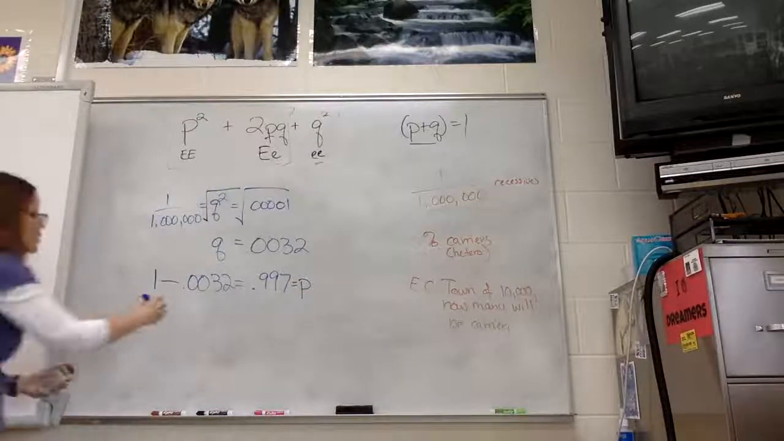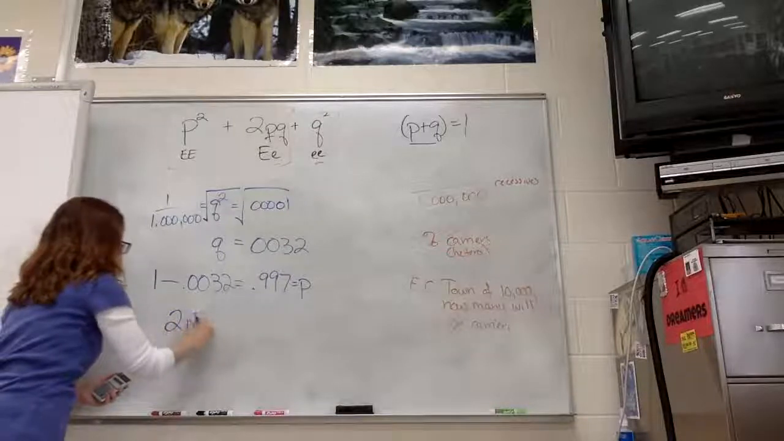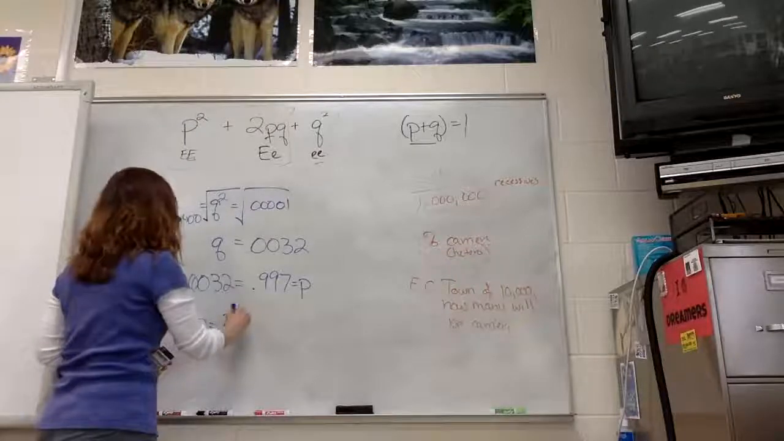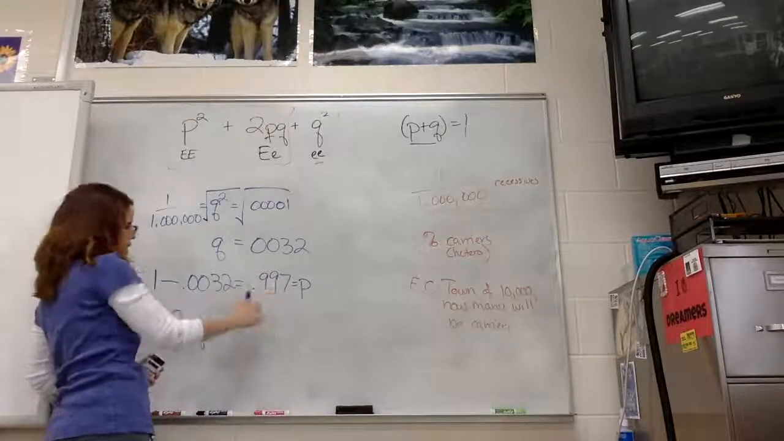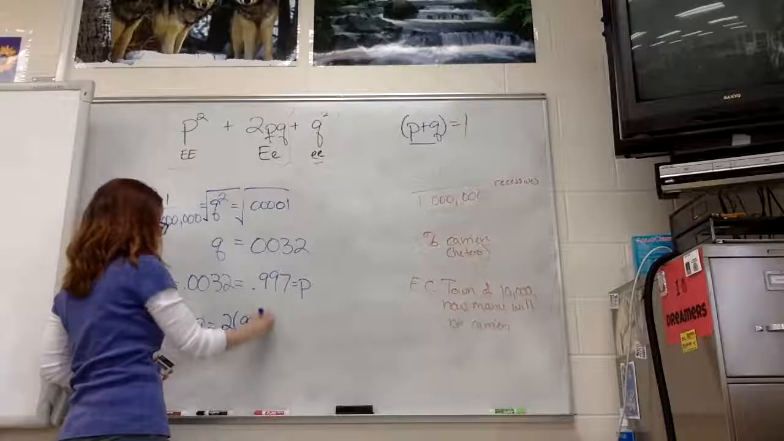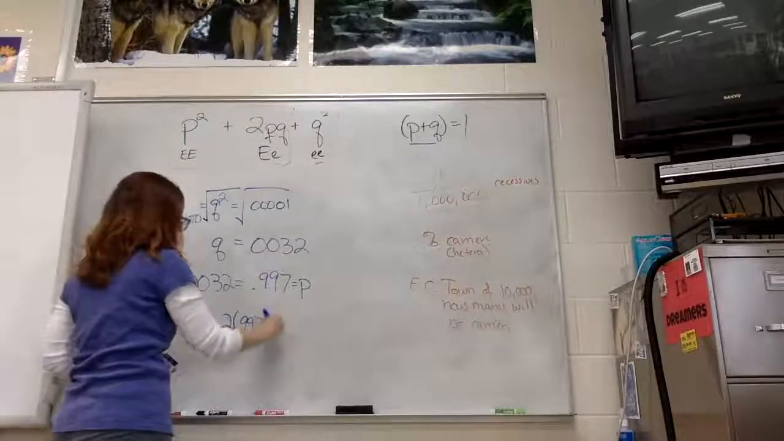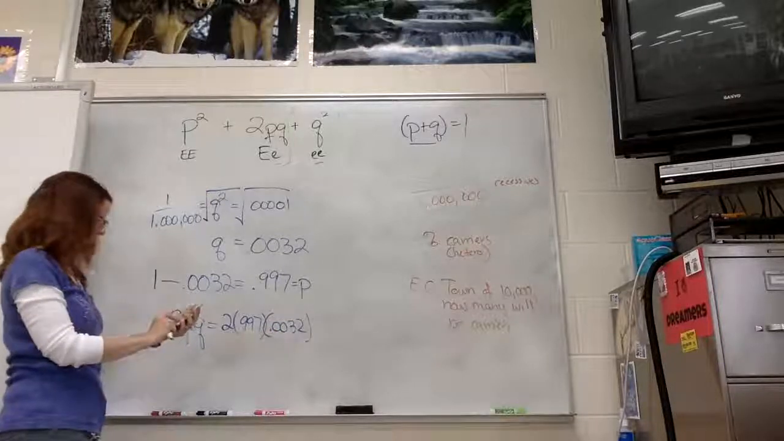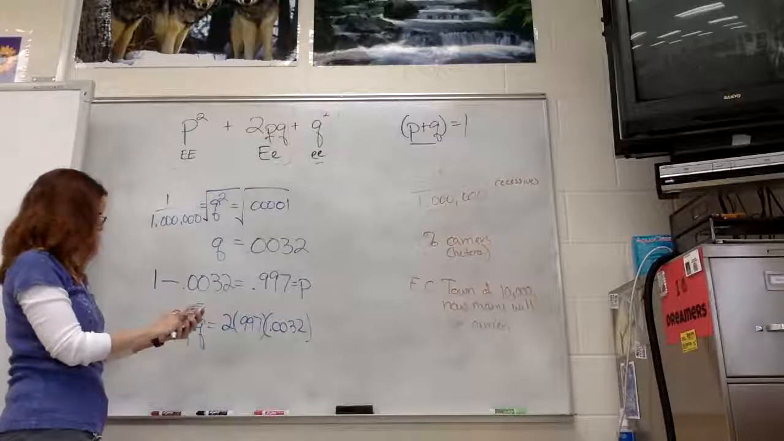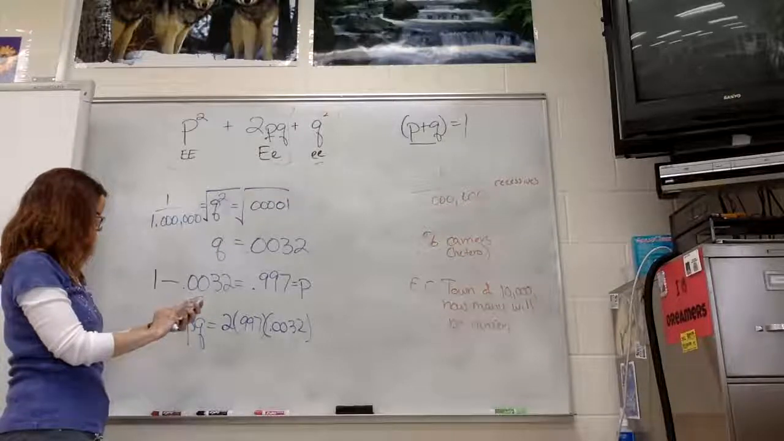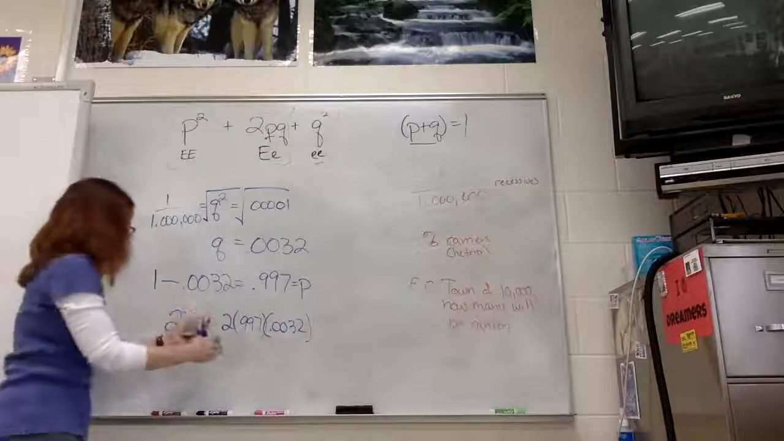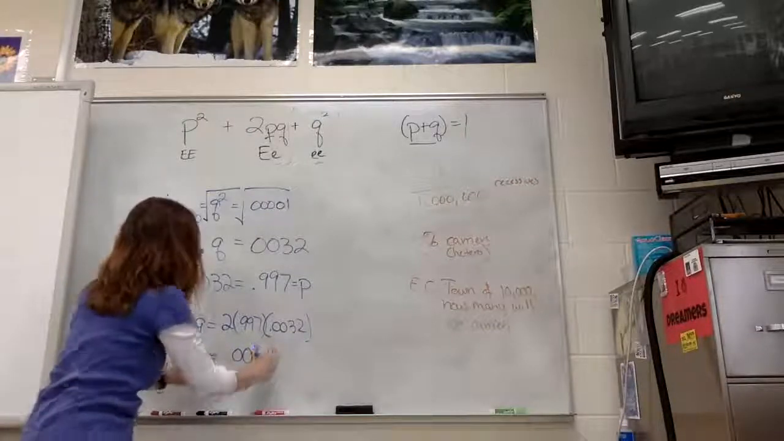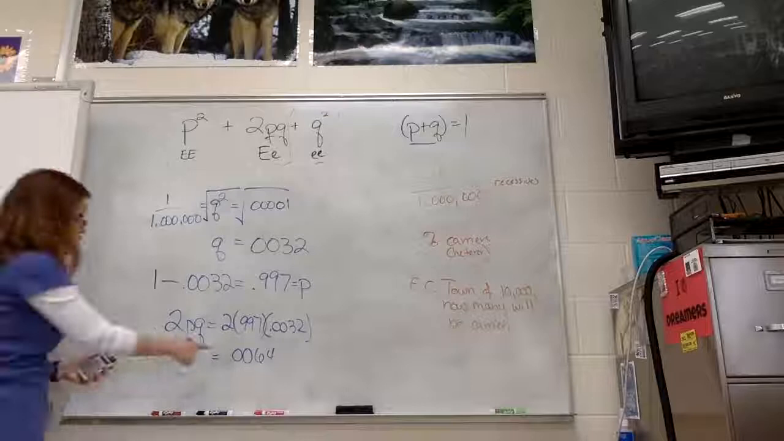Now you just do 2pq again. 2 times p times q to figure out the percent or the frequency of heterozygotes. So 2 times p is this number right here, 0.997. Q is this tiny number up here, 0.0032. It's going to take me a moment to enter them into my calculator. So 2 times 0.997 times 0.0032 equals, and the answer is 0.0064. I'm rounding again.